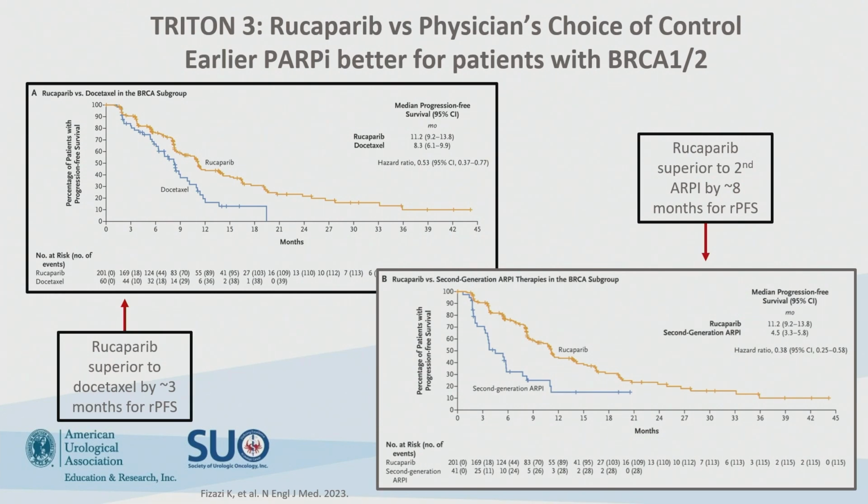On the second side here, we can see rucaparib definitely beat the second AR pathway inhibitor. Not surprising. The radiographic progression-free survival was beaten there by about 8 months. And here we can see that second AR pathway inhibitor with an rPFS, 4.3 months as the median rPFS, so just after the first scan. So just more information that a second AR pathway inhibitor, and this time it wasn't people only restricted to 12 months of prior exposure. Second AR pathway inhibitor does not really work.